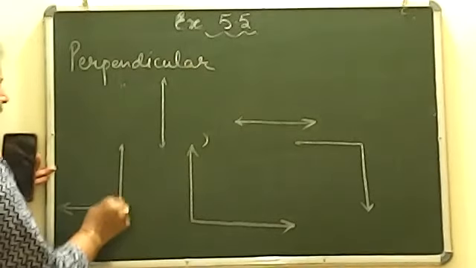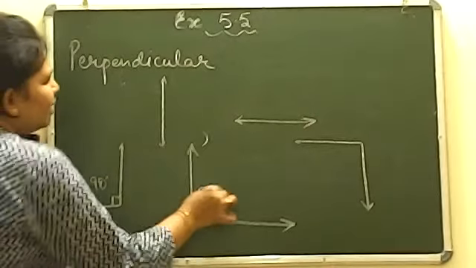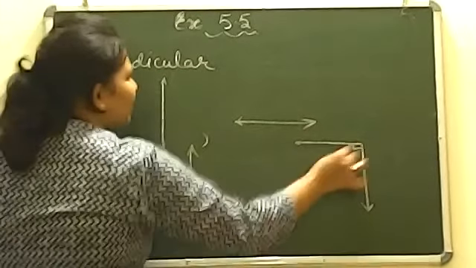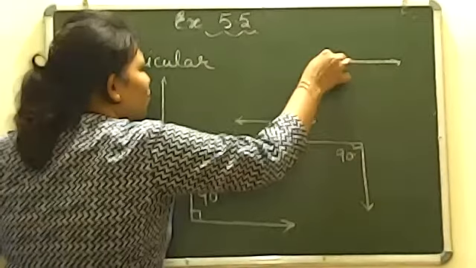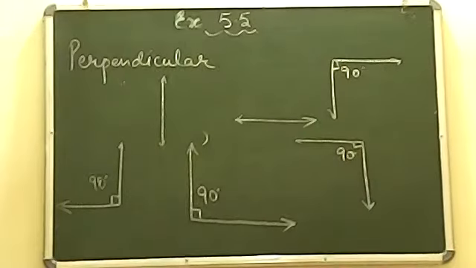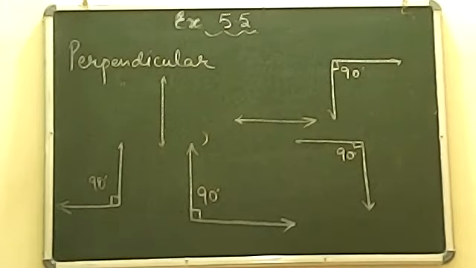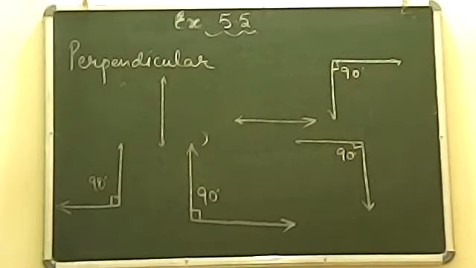See this, the angle between them is 90 degrees. The angle between them is 90 degrees. And you can also form it like this, so the angle between them is 90 degrees. So remember, perpendicular lines are the lines which have a 90-degree angle between them. So this is the first topic, perpendicular lines.